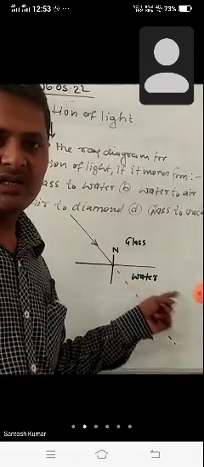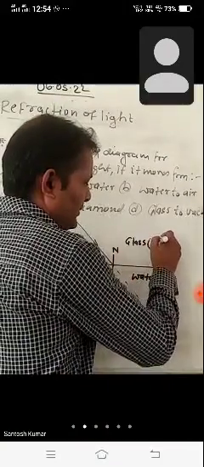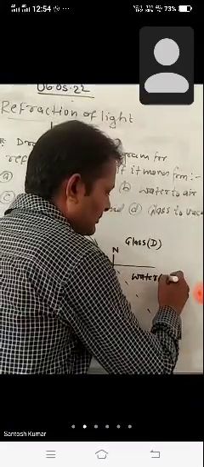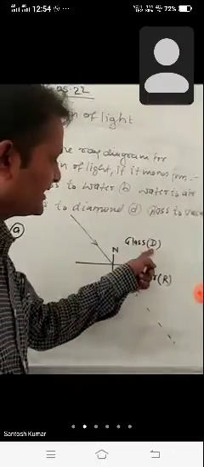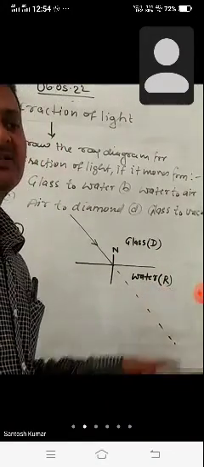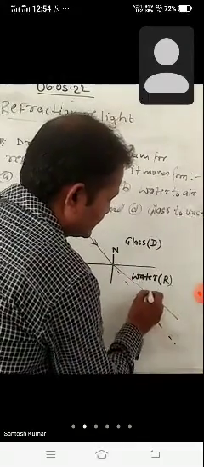The speed is more in a rarer medium, less in a denser medium. So here glass is behaving as the denser medium, and water is behaving as the rarer medium. So now it is a case of denser to rare. Denser to rare, it will move away. So this will be like this.